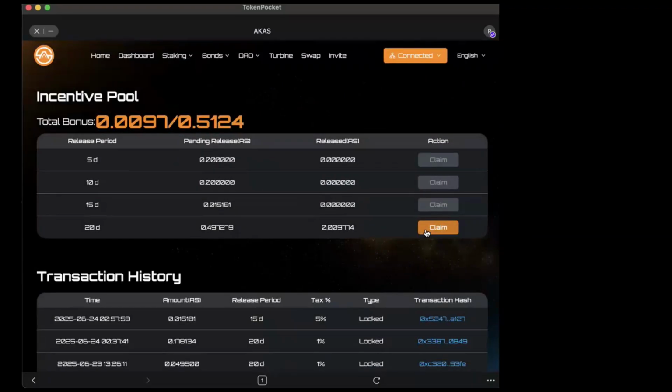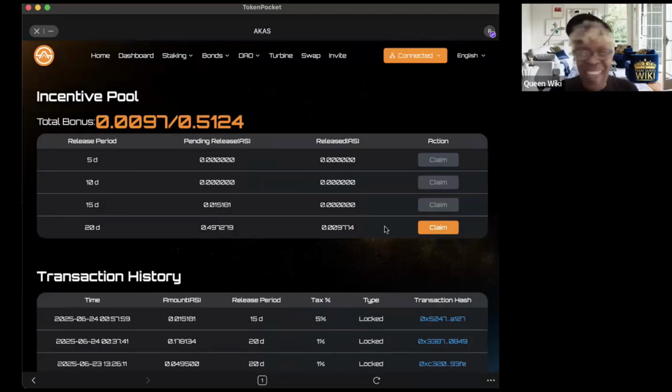Oh, we got a lot of buckets of money here. A lot of pennies, but the pennies will add up. They add up.